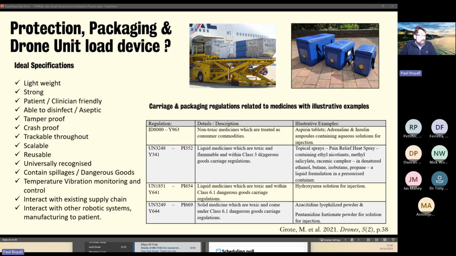So lastly, what we need to do there is we need to start to develop new packaging, and it'd be great to have a unit load device, and it's got to conform to all the regulations.